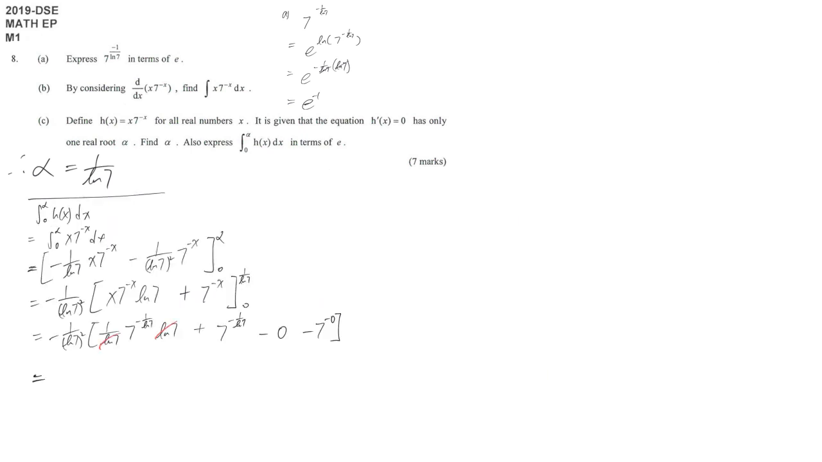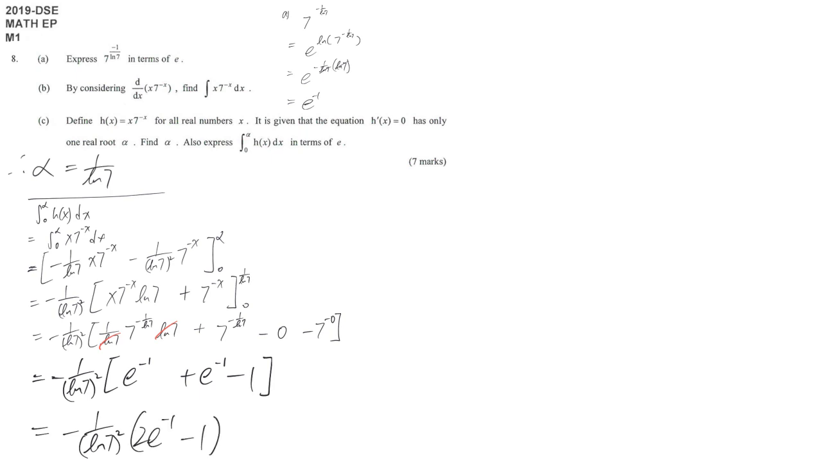So simplify it, and also don't forget this is what we handled in part A, so we can just replace it by e power of negative 1. And then minus 1, don't forget the last term. So we have negative 1 over natural log 7 bracket square, and then e power of 2 times e power of negative 1 minus 1. If it's not that good looking, then you change it to 1 minus 2 e power of negative 1.